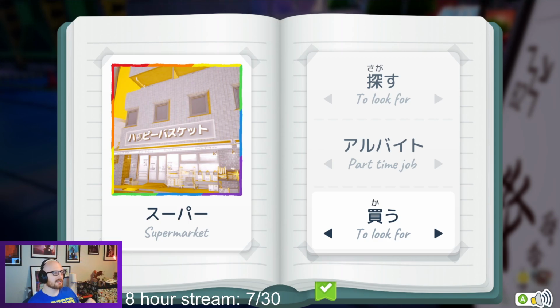So, sagashimasu. If we turn it into the a form, sagasanai, we don't do it. Turn it into the o form, then we get sagasou, which means let's look for it. So like I'm saying, hey, let's look for something. Niku sagasou. Let's look for meat, okay?